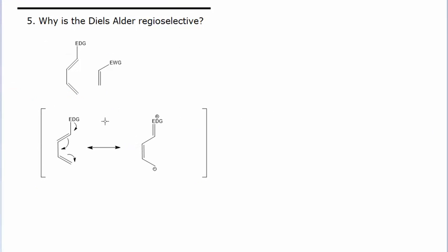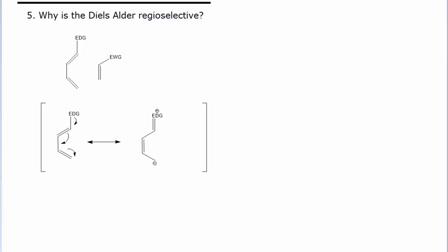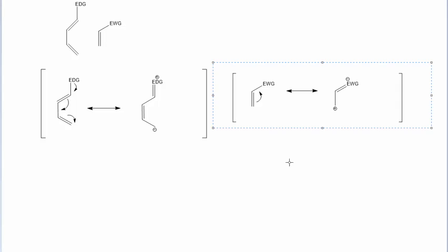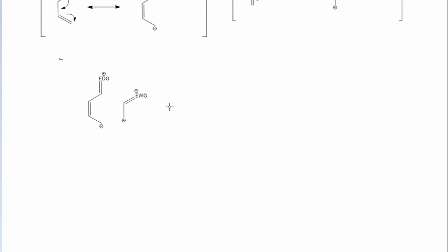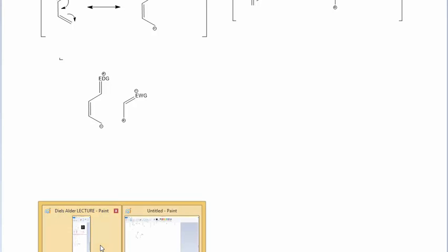Well, if we have a resonance structure, we could show the donation of this group into here, and you see that the minus charge will end up over here in this resonance structure. Similarly, with the electron withdrawing group, if you draw the resonance structure here where it is withdrawing electrons, you'll see that the positive charge ends up on this side of the molecule. So if you look at these two resonance structures together, you'll see that the minus charge will be here and the positive charge will be here.